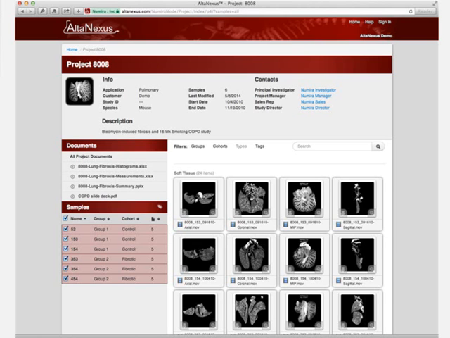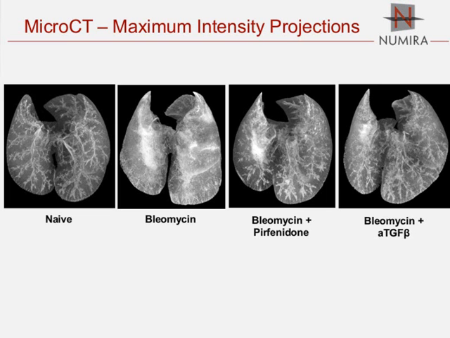So this system supports all sorts of imaging data as well as standard documents that are associated with the study, like PDF reports, Excel spreadsheets, PowerPoints, all of that sort of stuff. So here are some data sets from this specific study. And what jumps out at you immediately is that the bleomycin model, the data set in the middle toward the left, has lots of brighter voxels.